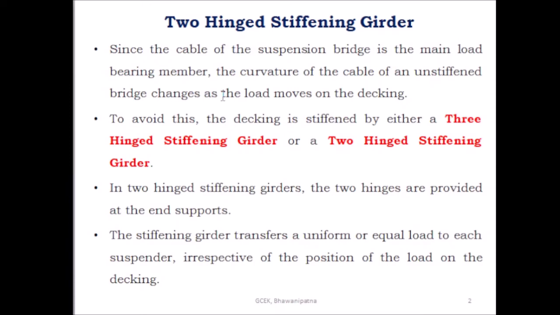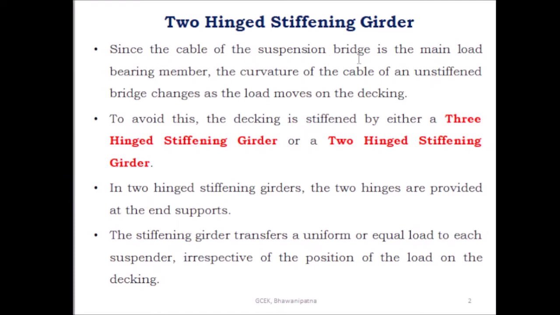In a two-hinge stiffening girder, there is no hinge at the center of the span, as in the case of a three-hinge stiffening girder. In the case of a three-hinge stiffening girder, there are three hinges, two at the two ends and one at the midpoint, at the center of the girder. But in the case of a two-hinge stiffening girder, only two hinges are present, at both ends.